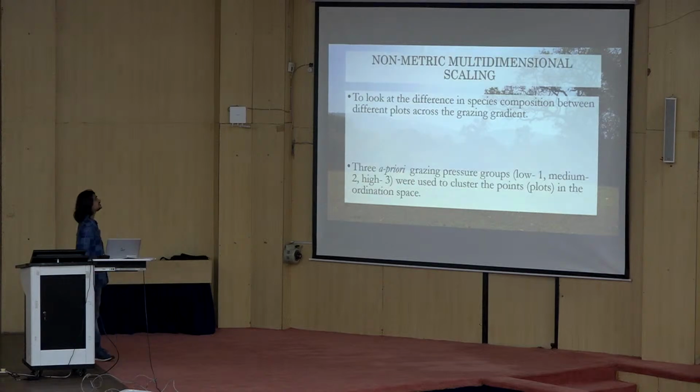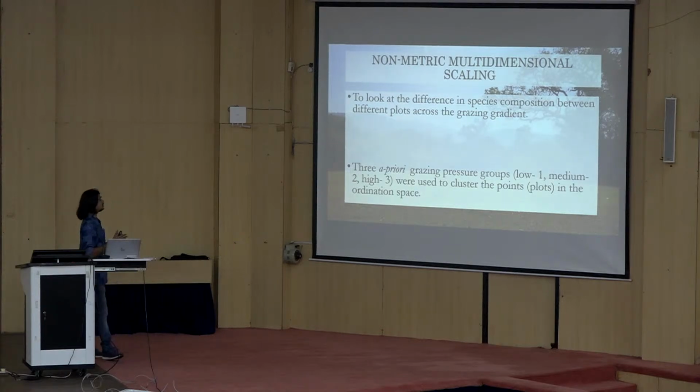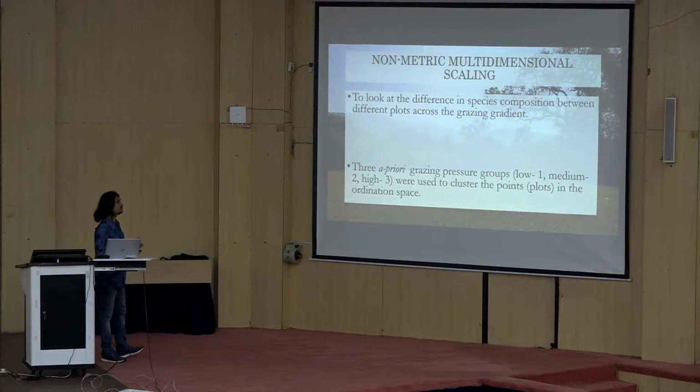To look at the effects, the difference in species composition between the different plots across the grazing gradient, we used non-metric multidimensional scaling, NMDS. We used a library group to cluster the points in our ordination space, and the groups were based on a qualitative analysis that we made in the field using parameters given by USDA. There were three groups made in priority: low grazing, indicated by 1, medium grazing, indicated by 2, and high grazing, indicated by 3.